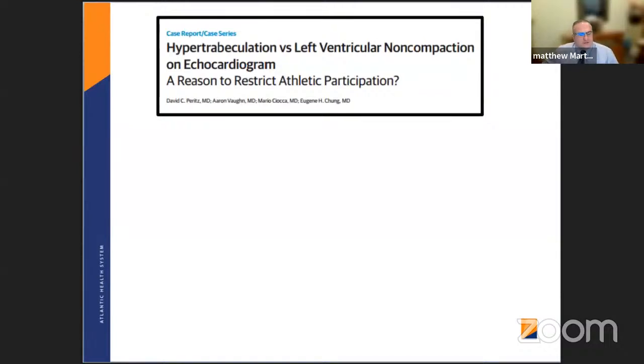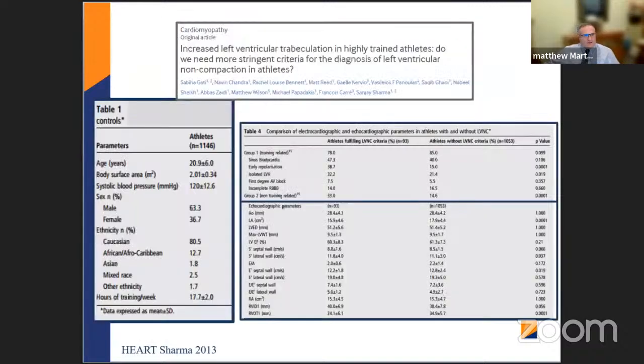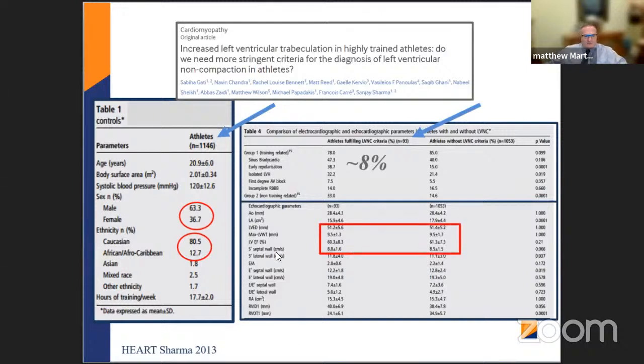So this has been controversial, and Eugene Chung, who's the current chair, really started to talk about this over the last 5 years. And we were concerned about over-restricting individuals. And then Sanjay Sharma in 2013 published this really important data that's helped me sort through these with highly trained athletes. And he proposed perhaps we need a better way to evaluate athletes. He looked at almost 1,250, most of them men, although a third were still women, and 8% of them met criteria for non-compaction. You can see compared to those with non-compaction and those without non-compaction, there was very little difference in LV end diastolic diameter. The function was the same. The diastolic septal velocities and the lateral velocities were also very similar between the groups.